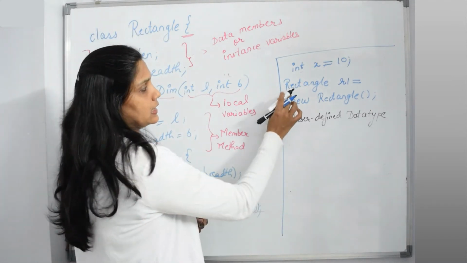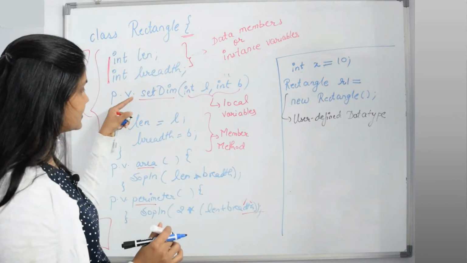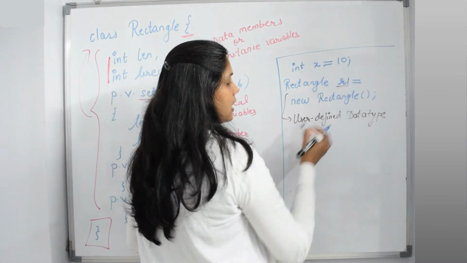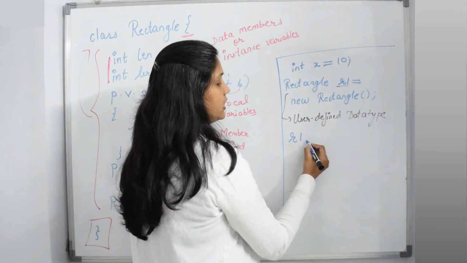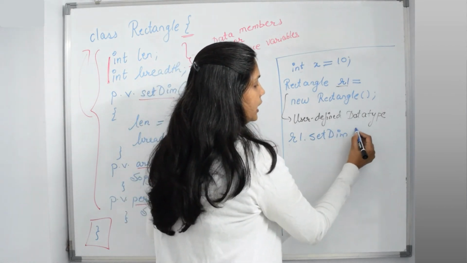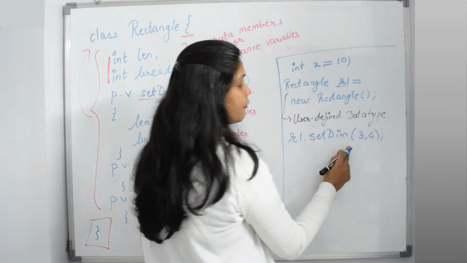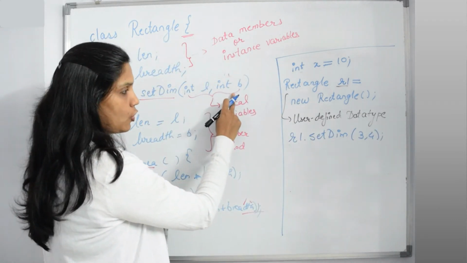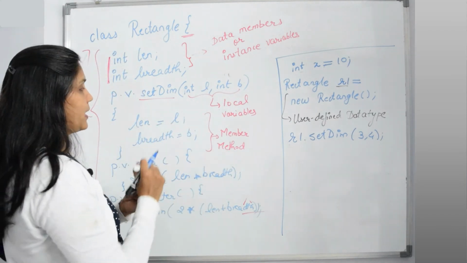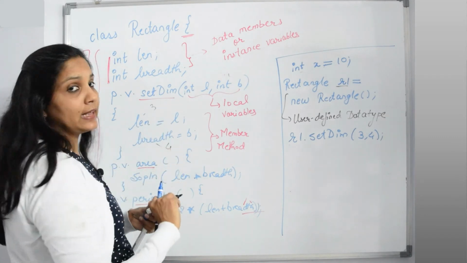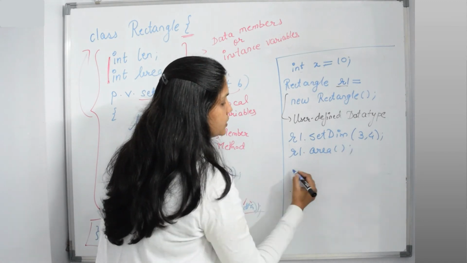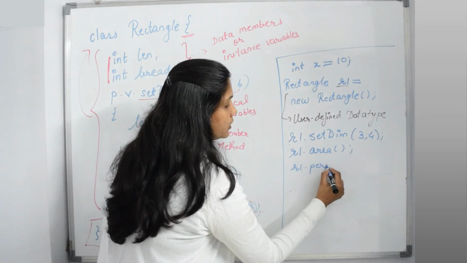Now once I create a class as rectangle, I want to be able to access these functions. The way you do it is, you have the object r1 and you say r1 dot, and the function name is set dimensions, and you can pass in the value 3, 4. Now when I pass 3 and 4, my L is 3, B is 4, my length becomes 3 and my breadth becomes 4.